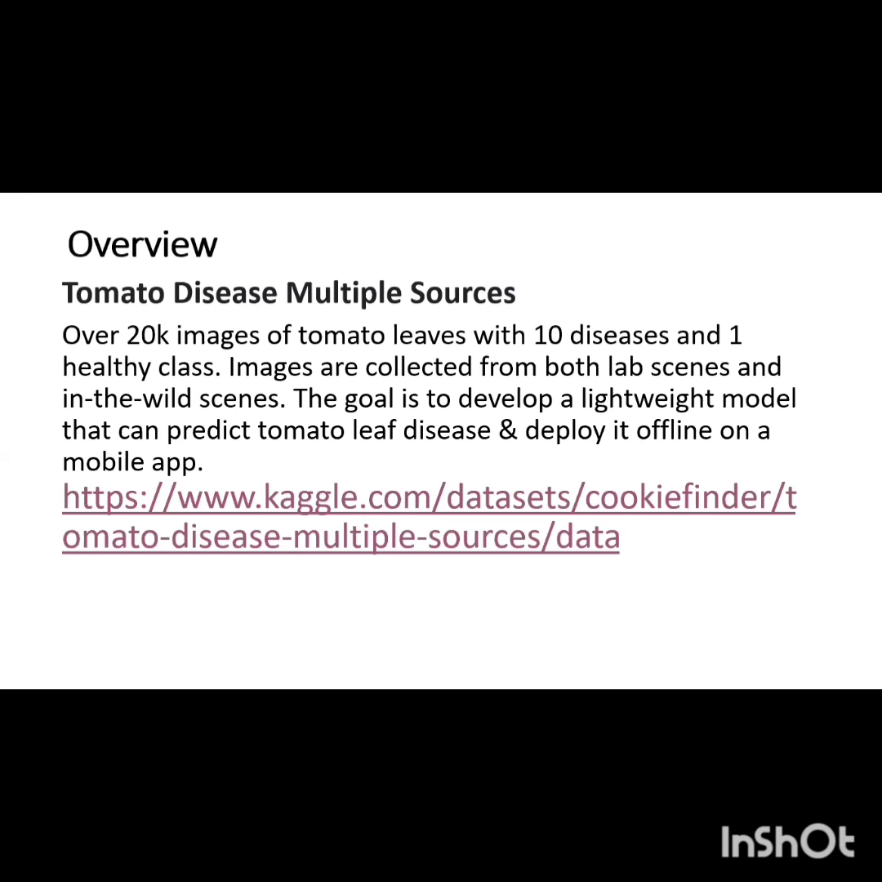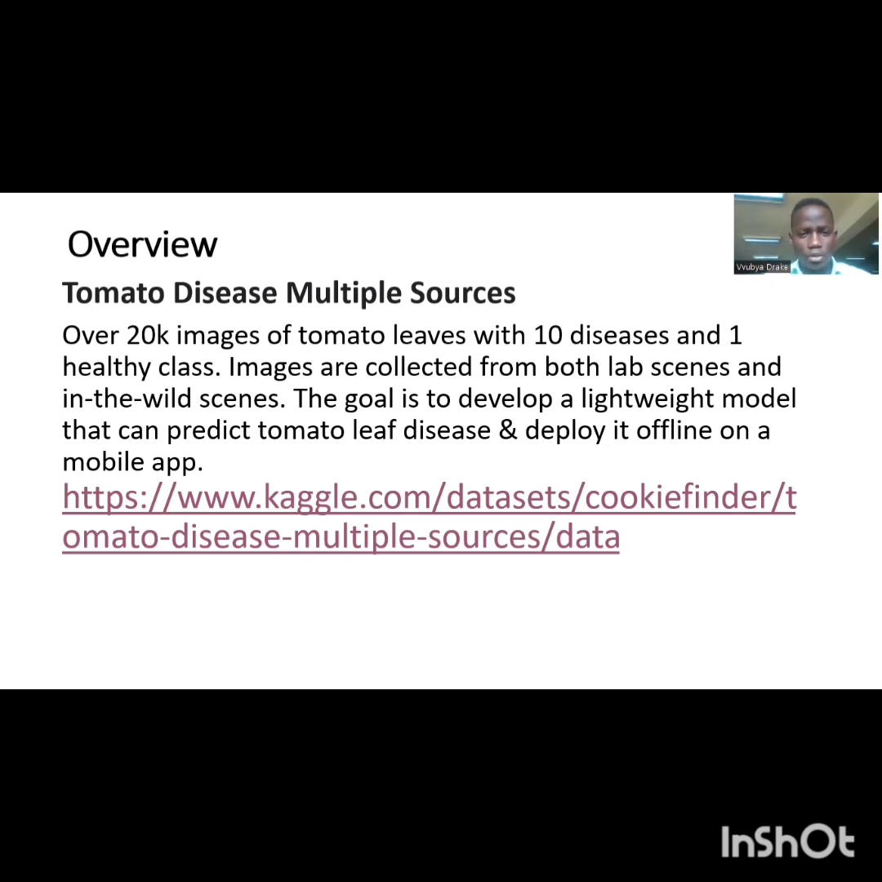My name is Henry Senyonjo, and I'll start from the overview of the data set. It's named Tomato Disease Multiple Sources, and it contains over 20,000 images of tomato leaves with different diseases. It has 10 classes of diseases and one class of healthy ones. The images were collected from both lab scenes and in the wild scenes.